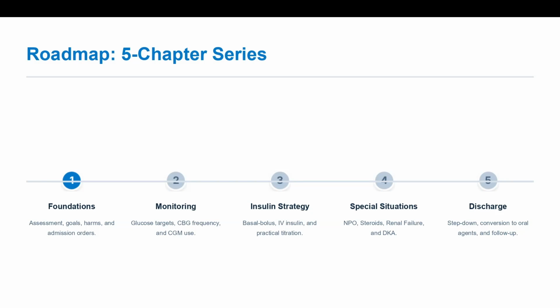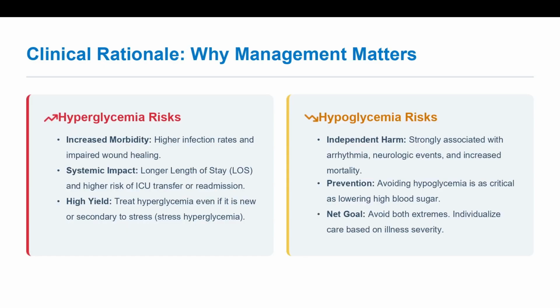Then we'll go to the insulin strategy, of which the basal bolus, IV insulin and the practical titration. Then we'll go to special situations, where how the NPO status is maintained and the insulin therapy for NPO status, steroids, renal failure dose, and for DKA. Then finally, during discharge from the hospital and converting the insulin to oral regimens or basal bolus regimens or the basal regimens and the follow-up series. We'll split this into basic 5 series with short video lectures to gain the maximum input in a short period of time. So why management of hyperglycemia matters?